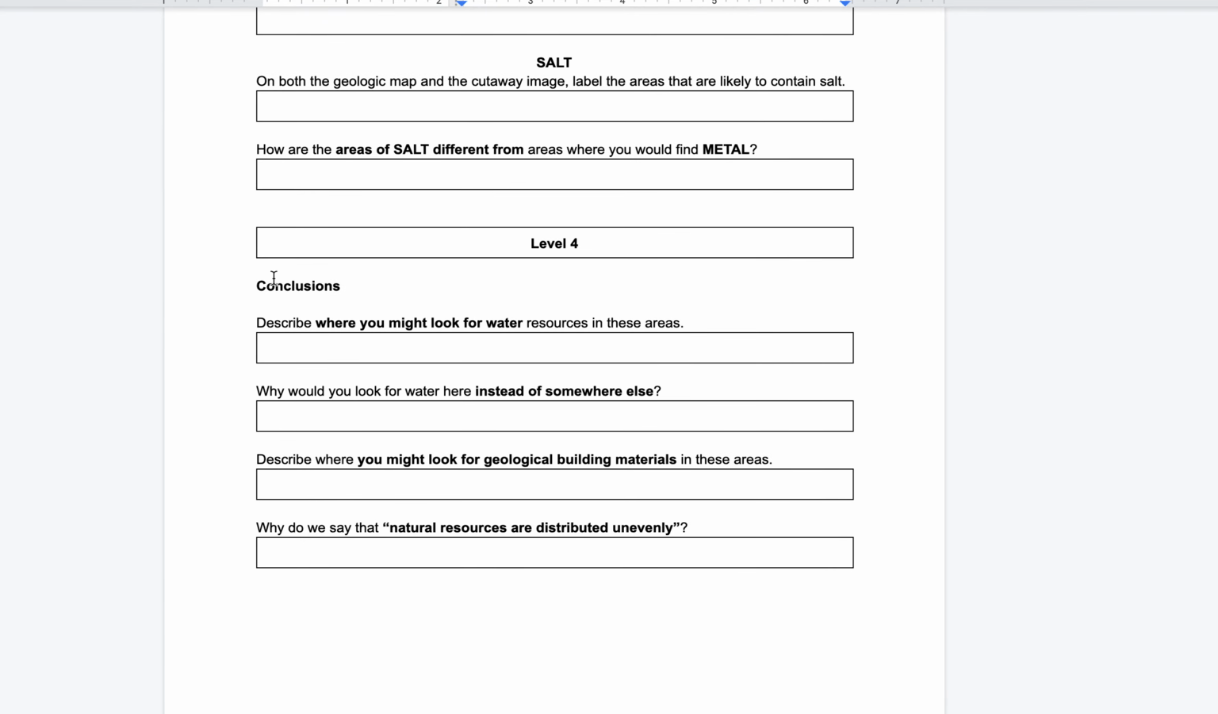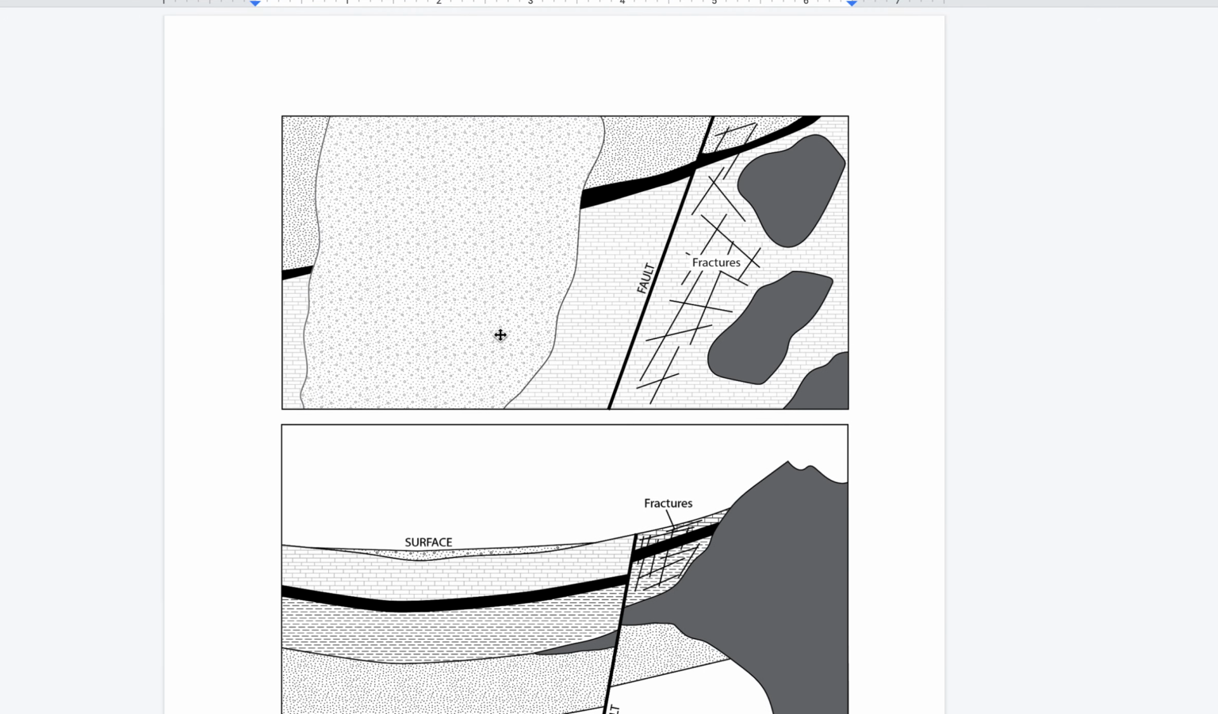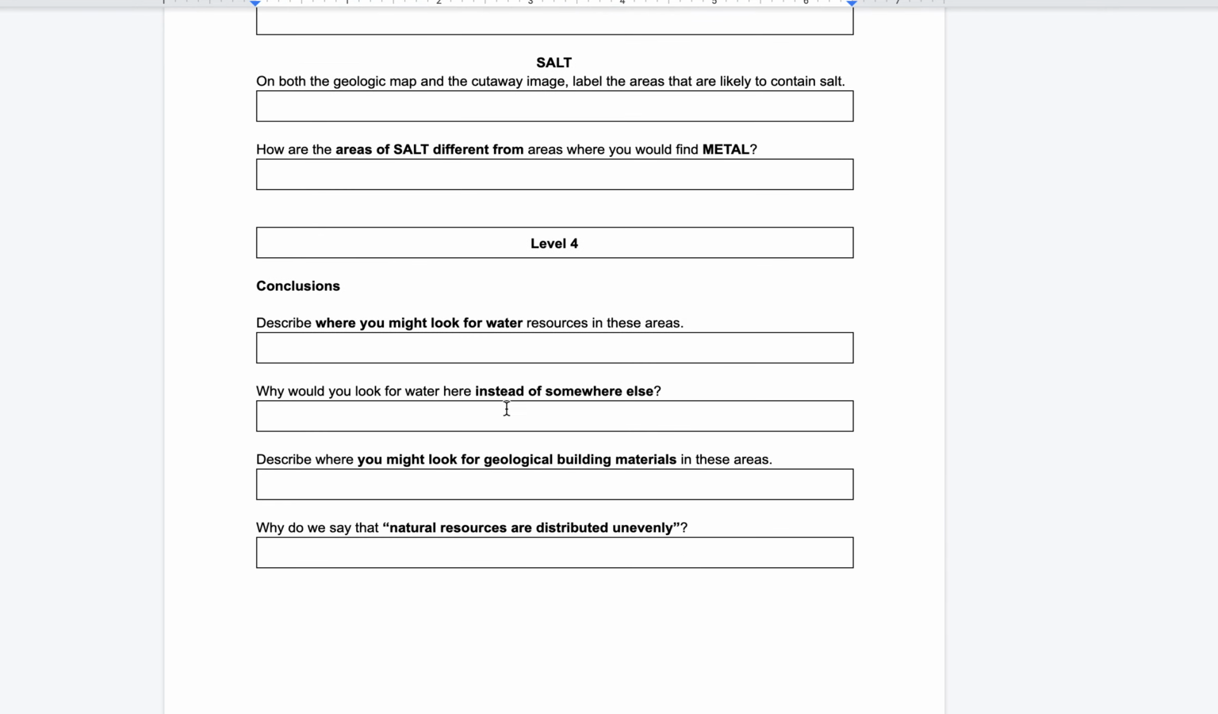And then level 4 is your application. Describe where you might look for water resources in this area. So if you were to be here and you see there's water, what would the area around you look like? Why would you look for water here instead of somewhere else?